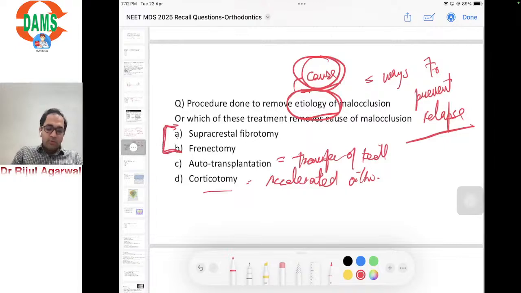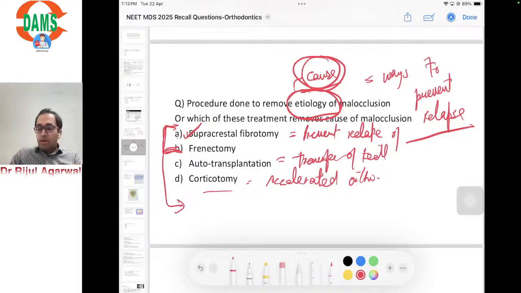Now the doubt was between these two options, supracrestal fibrotomy and frenectomy, and some people said that supracrestal fibrotomy is correct. But supracrestal fibrotomy is never the etiology or cause of malocclusion. Why supracrestal fibrotomy is done is to prevent relapse of rotation. Rotation is never caused by the arrangement of periodontal fibers. When we derotate the teeth, these fibers get entangled and are not able to hold the derotated position of the teeth. So in order to prevent that rotation relapse, we do supracrestal fibrotomy, given by Edwards, also known as the Edwards procedure. So supracrestal fibrotomy is done to prevent the relapse of rotation.